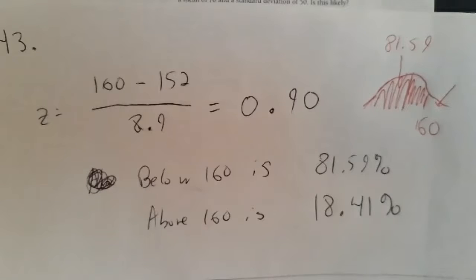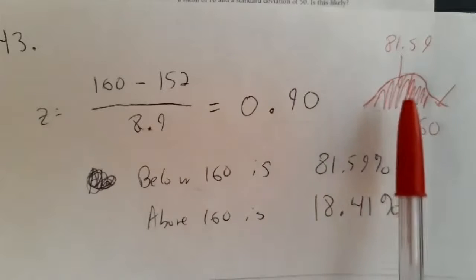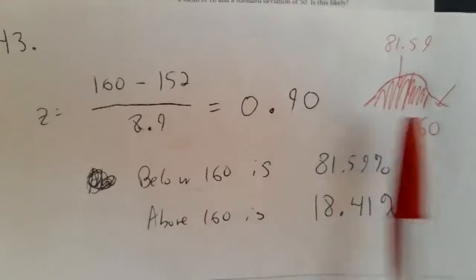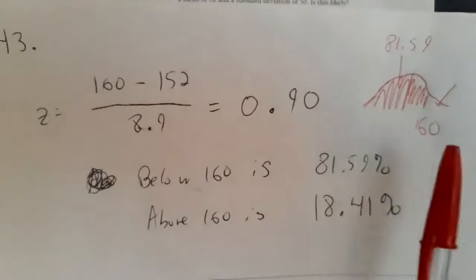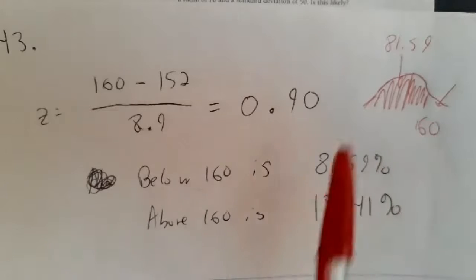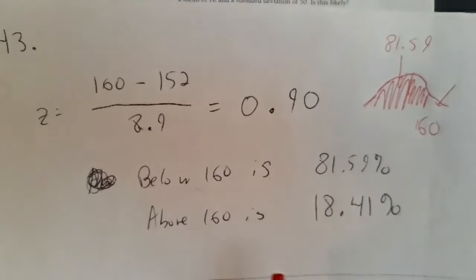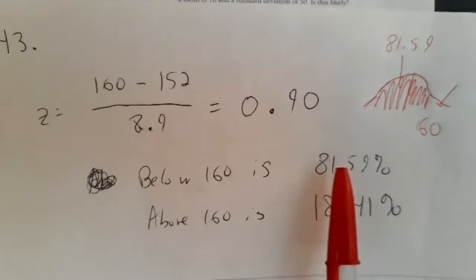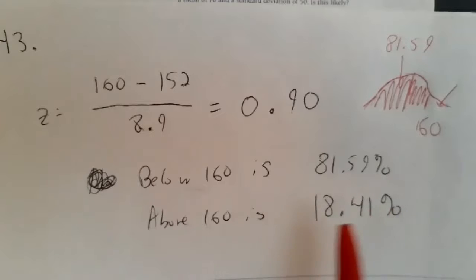As a reminder, the z-scores give you everything to the left side. The z-score gives you the area of everything to the left. So the area of everything less than 160 is going to be this. We're getting this straight from the table from that 0.9. We still need to subtract this from 100 to get the right side of it.